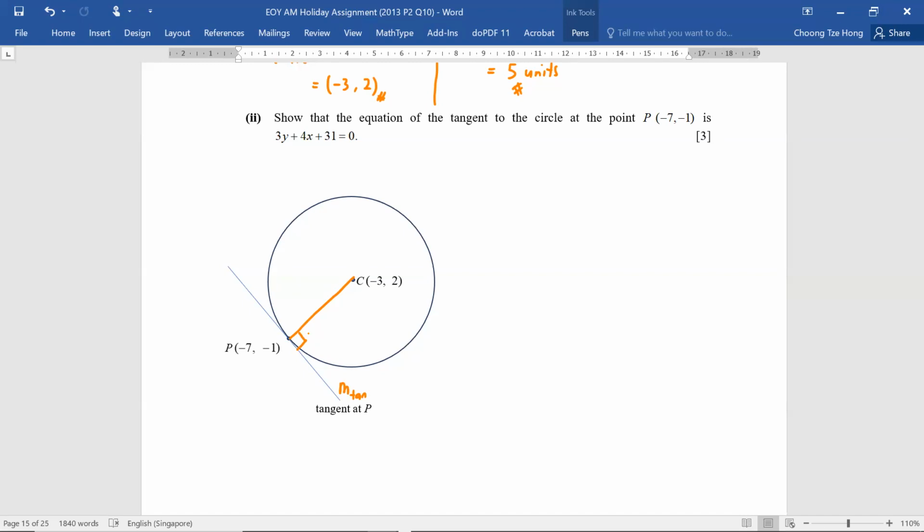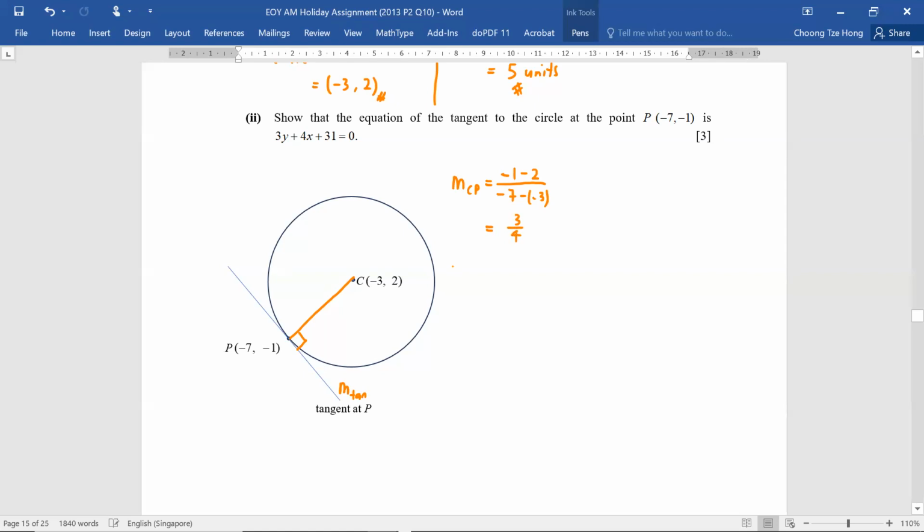So now we should go ahead and find the gradient of CP, and then after that we can use it to find the gradient of the tangent, and then after that we can find the equation of the tangent at P, right? Okay, so let's get down to work. Gradient of CP. y2 minus y1, so I'll use P minus C, so -1 minus 2 over -7 minus -3. Okay, so over here we will get 3/4.